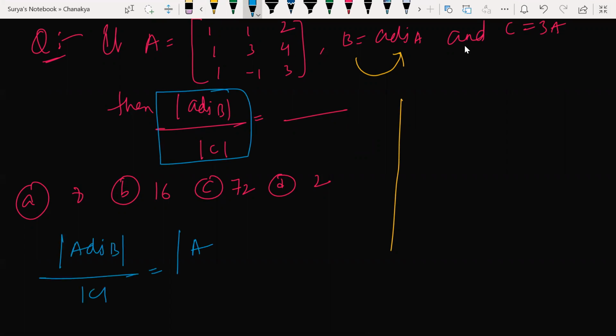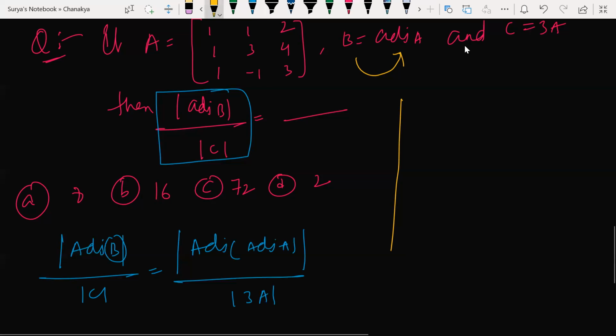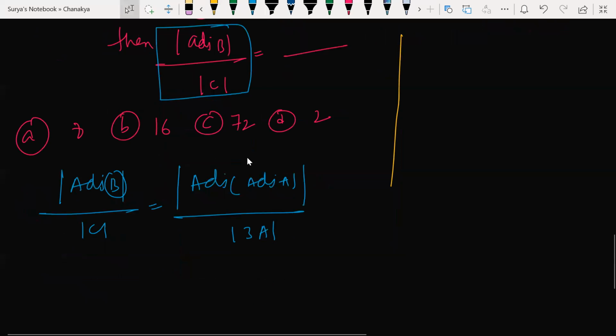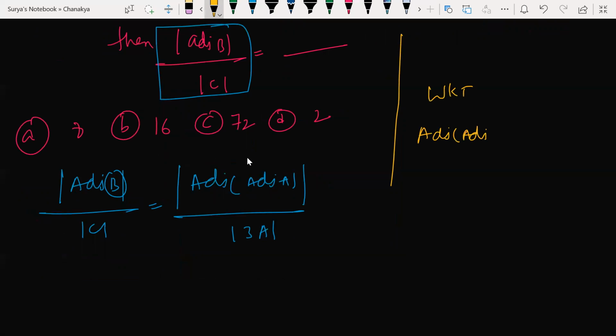Look at this here. Adjoint of B. In place of B, what can I write? Adjoint of A, I can write. So C can be replaced with 3A, correct? I didn't do anything, I just substituted there. I know the formula. We know that adjoint of adjoint A, I have two adjoints here. I told you a shortcut that can be written as determinant of A to the power of n minus 1 whole square. This is the formula we have.